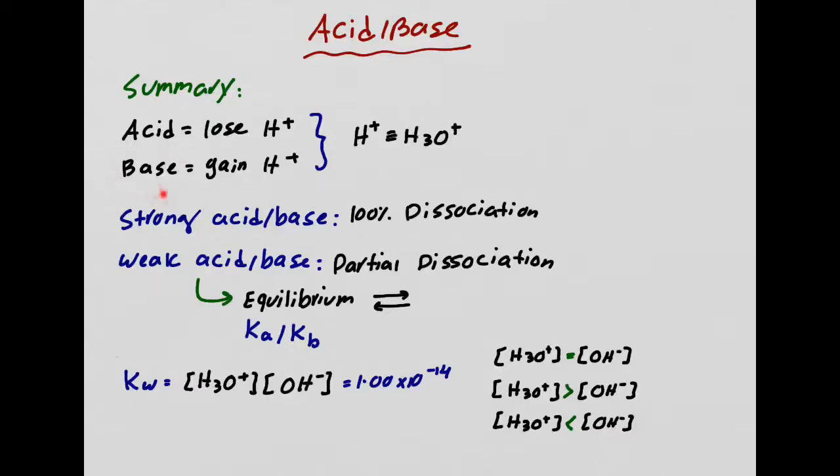Also, I want you to remember that to be a base, to be able to gain H+, to be able to gain a hydrogen, you need to have an extra electron so you can afford it, right? So this is what it means to be a base. The base needs to have some sort of lone pair or extra electron to be able to go and grab the hydrogen.